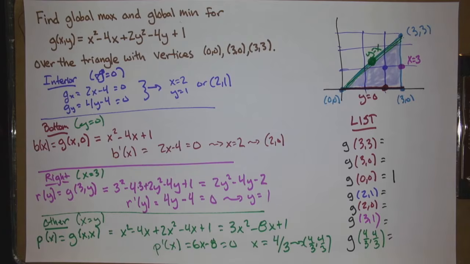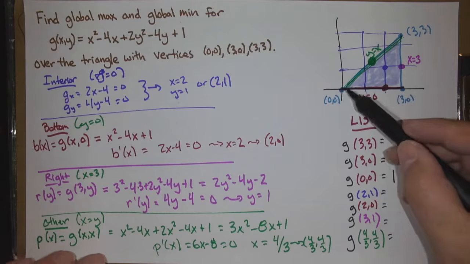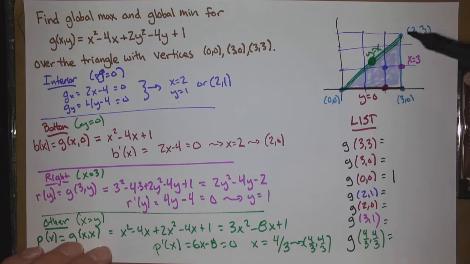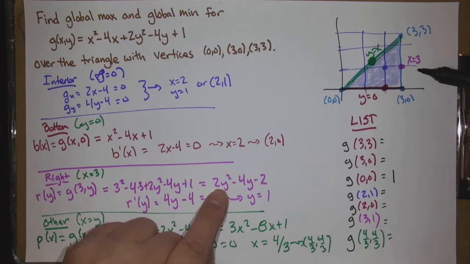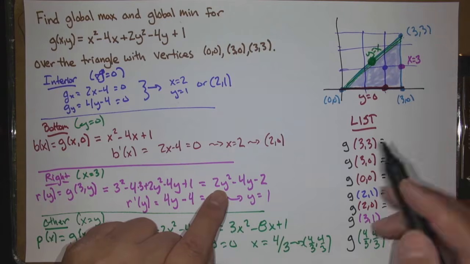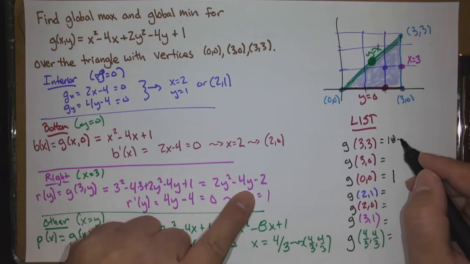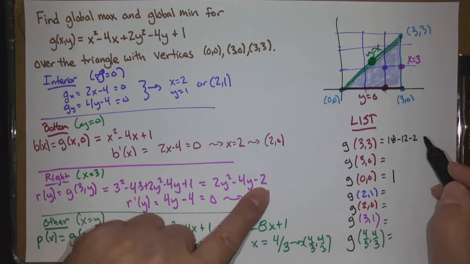Okay, good. And now we just have to do the rest. Okay. Which one should we do? Any preferences? 3, 3. Now we can do it on here. We can save ourselves a little work. You notice 3, 3, for example, is on this edge, the right edge. So I can come into the right and plug in y equals 3. 2 times 3 squared is 18. Minus 4 times 3 is minus 12. Minus 2, this becomes 4.